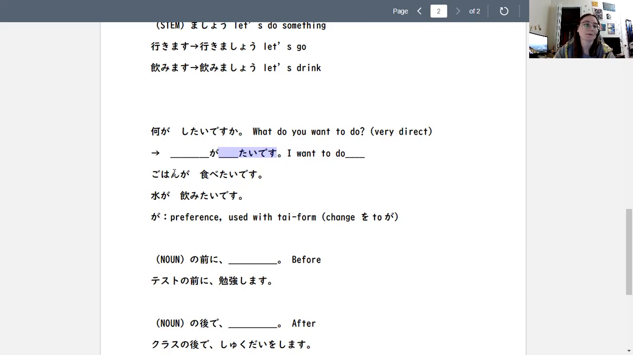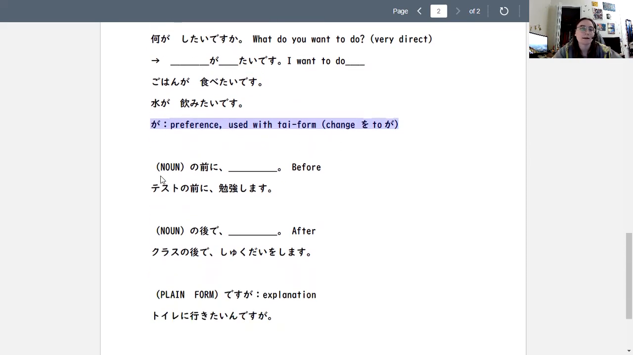Okay, so the first example is gohan, which is rice, ga tabetai desu. So do you want to eat rice? Okay, and mizu, which is water, ga nomitai desu. So you want to drink water. Remember, ga is for preference, used with tai form, changed o to ga. So typically you would use o when you're using verbs because it indicates action, but because we're showing a preference for something and we're using tai form, we're going to switch o to ga.